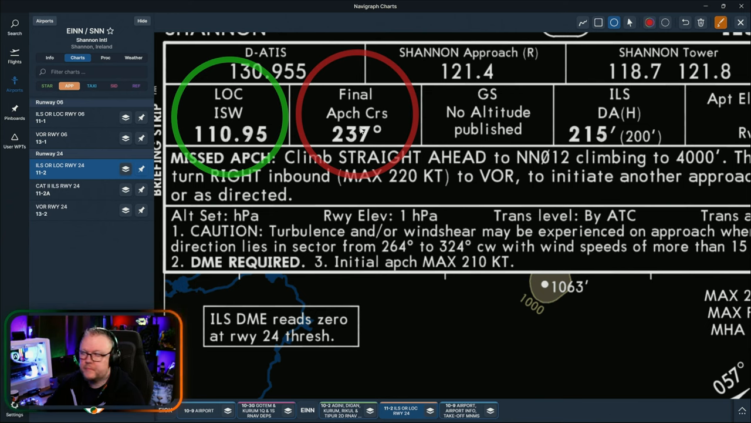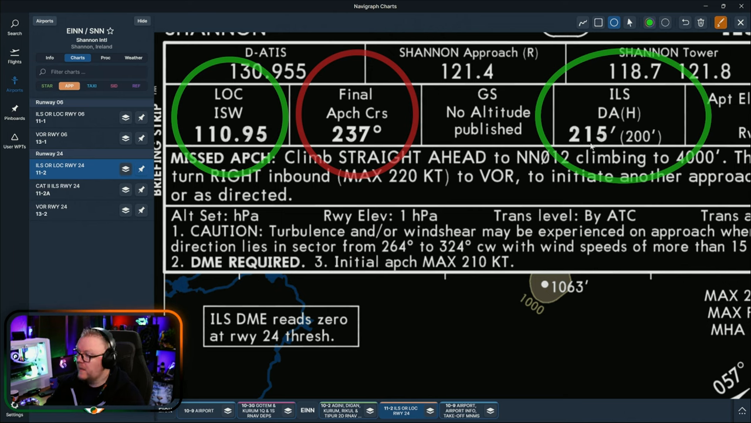Okay. Next up, you have your glide slope, right? No altitude published. On other charts, there will be something there, so don't worry about that for the moment. The important bit is over here: the ILS decision altitude, or your decision height. It's 215 feet. The figure in the brackets is altitude above sea level, that's 200 feet. But at 215, that's your decision height. If you're not established, if you can't see the runway, if you're not stable by 215 feet, you go around. Most aircraft will go bing and do a thing.